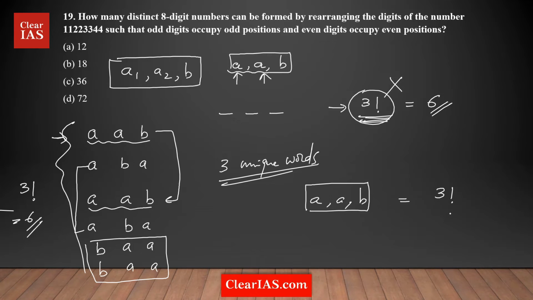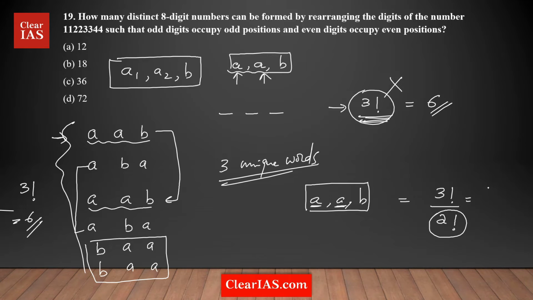But in this 3 factorial, we are sure that some of the words are repeating because of this repetition. So to compensate for that, you divide this by, you check how many letters are repeating. A is repeating. How many times? 2 times it's repeating. So what you need to do is divide by 2 factorial because A is repeating 2 times. That's the reason you divide by 2 factorial.